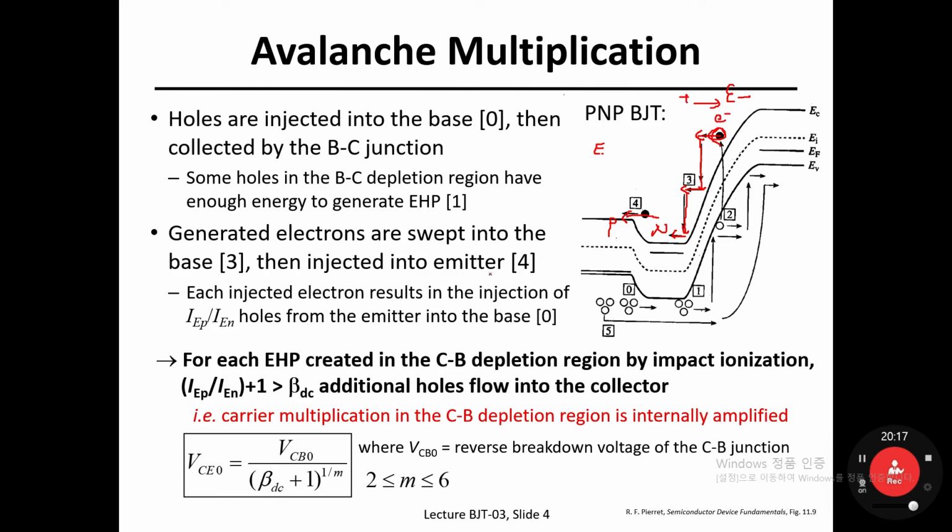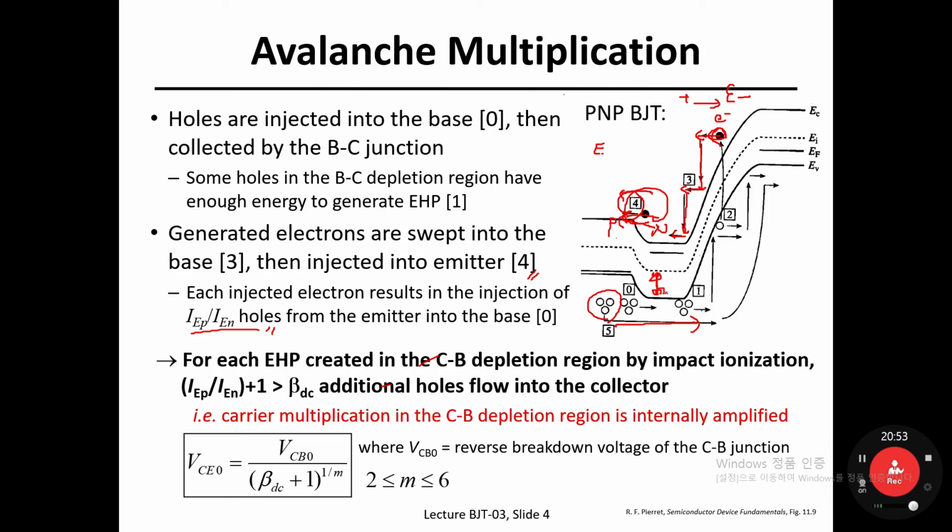So by event 4, you may expect that some additional electrons would be supplied into the emitter side. Each electron injected into the emitter side would result in the injection of IEP over IEN holes from the emitter into the base. So once this additional electron has been supplied here, the potential here would be lowered and more additional electrons would be supplied into the base-collector junction.